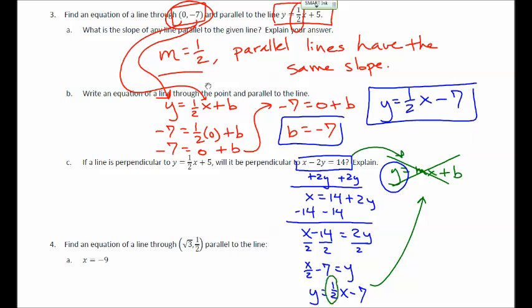Okay, back to the question. The question said, if a line is perpendicular to y equals 1/2 x plus 5, will it be perpendicular to the line y is equal to 1/2 x minus 7? And the answer is yes, because the two given lines have the same slope, and any line perpendicular to one of them will be perpendicular to both of them.